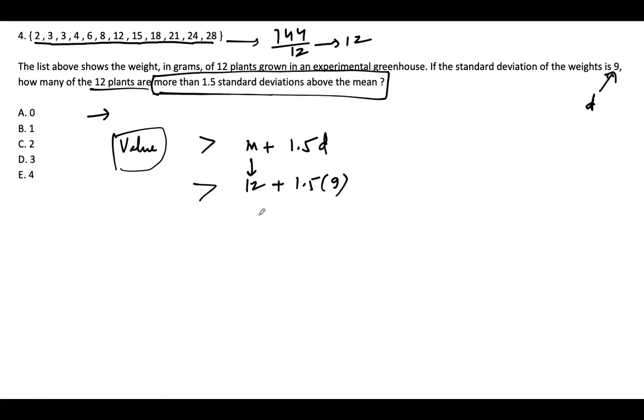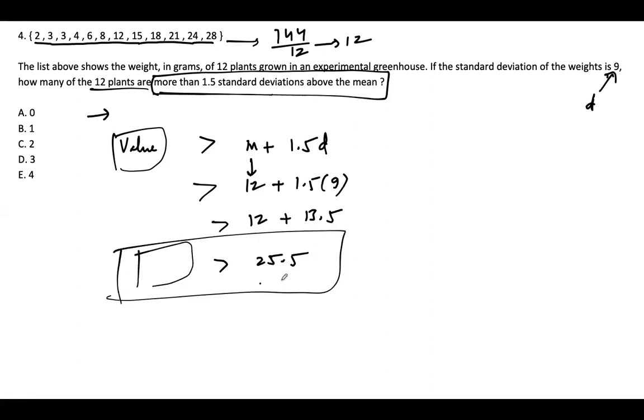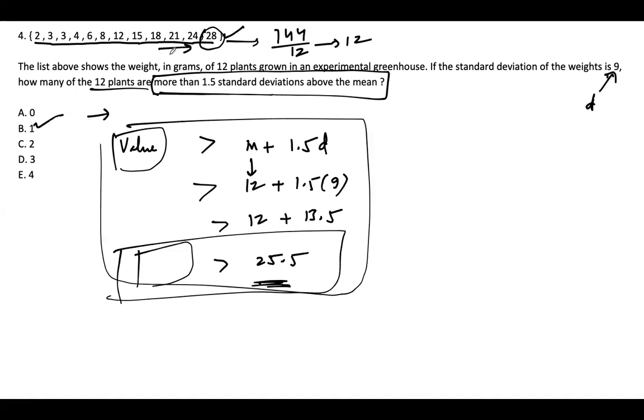Standard deviation is 9. So 15 nines are 135, so this is 13.5. So this value comes out to be 12 plus 13.5, 25.5. So this value needs to be greater than 25.5. How many values are there that are greater than 25.5? Only one. Okay. This is an application of mean plus standard deviation.